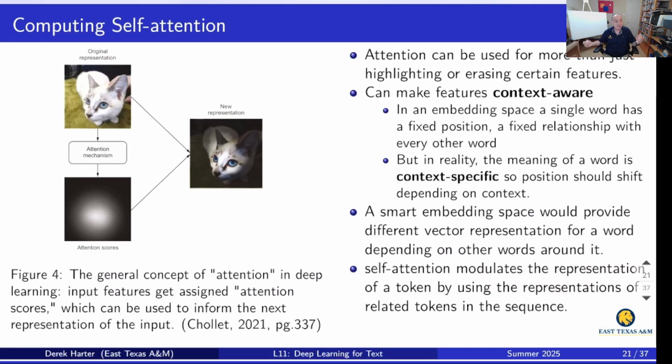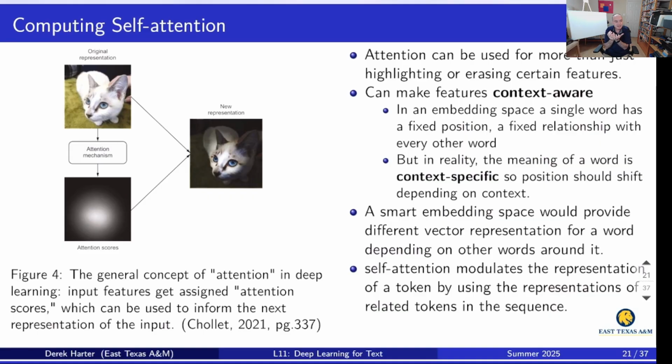So attention can be used for more than just highlighting or erasing certain features. The purpose of this slide is to give you an intuition of what neural attention is doing, and then we'll go into a little bit more of the details of how it actually works in deep networks. The question was, can we make features context aware?